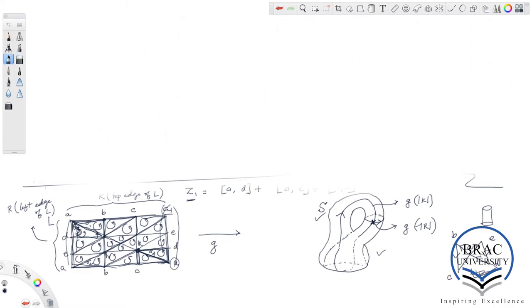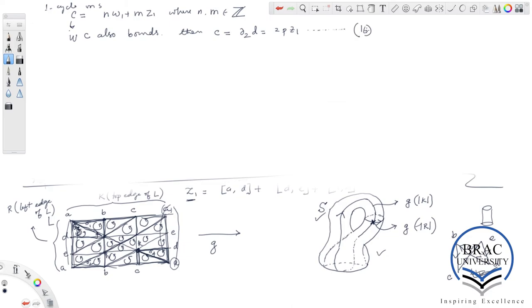So we have just seen that a one cycle on S, C, is equal to NW1 plus MZ1, where N and M are integers. And if C also bounds, then C is equal to del 2D, which is equal to 2PZ1, which is our equation number 16, right?